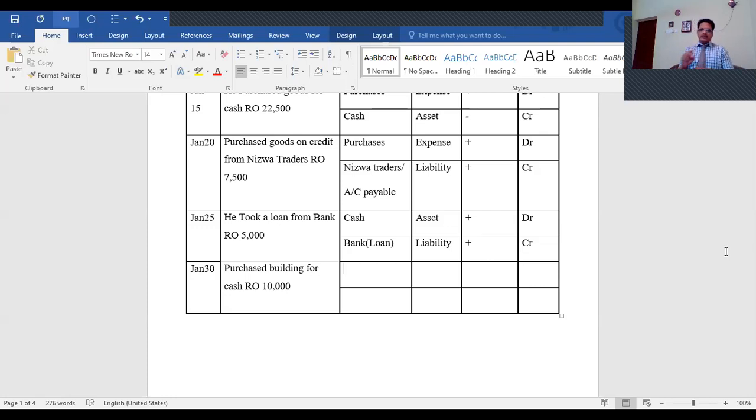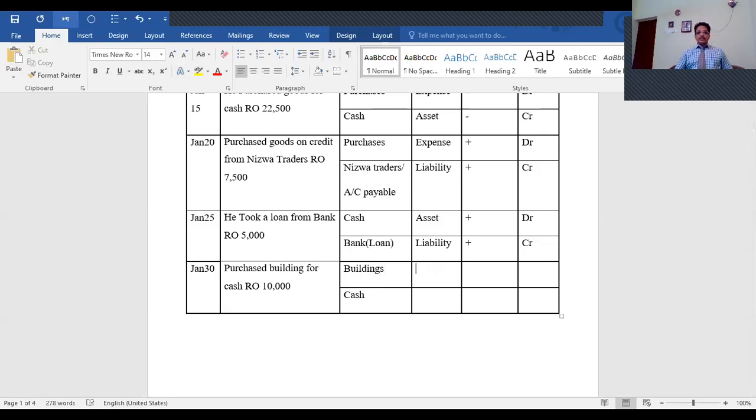Sometimes it may be confusing. Some students may confuse: when purchased goods, purchases debit and cash credit. For purchase of goods for cash, and purchased furniture, also purchases account debit and cash credit? No, furniture account you have to write. Here you have to write building account, buildings. Then another, cash is paid. If cash is paid, cash account you have to credit.